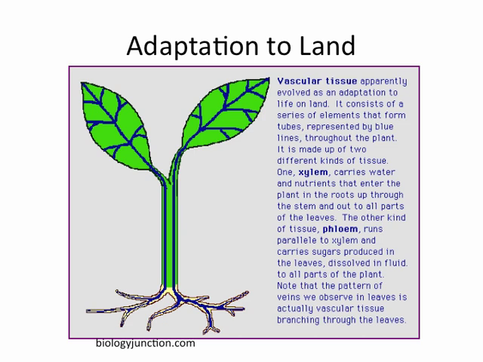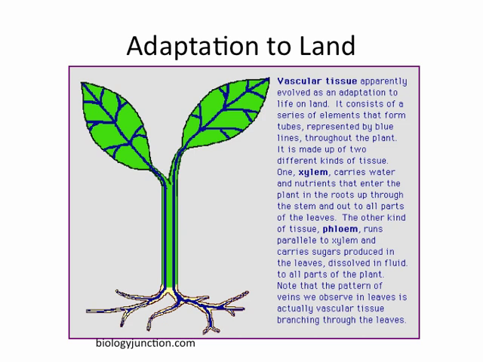We're going to start getting into kind of evolution. We're moving in that direction, genetics and evolution. So it's all about adaptation. How do these structures get chosen so that the organism lives and survives? So there's something called vascular tissue. It apparently evolved as an adaptation to life on land.